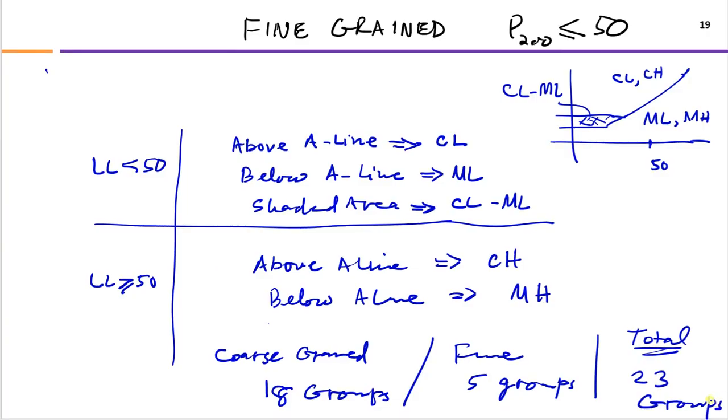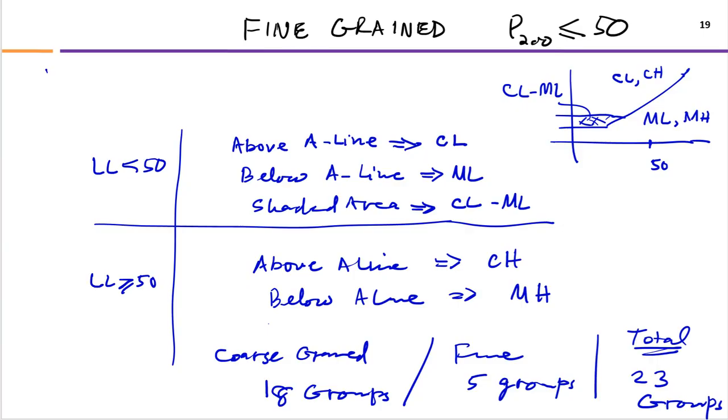We can divide the soil into these 23 groups. So whenever we are going to take any soil into the lab for testing, it will be among these 23 groups. Okay, so let me show you those charts now.